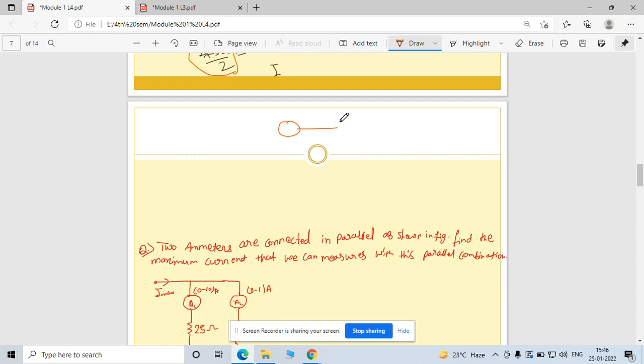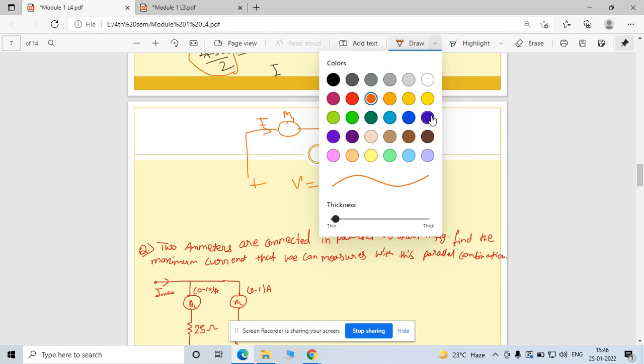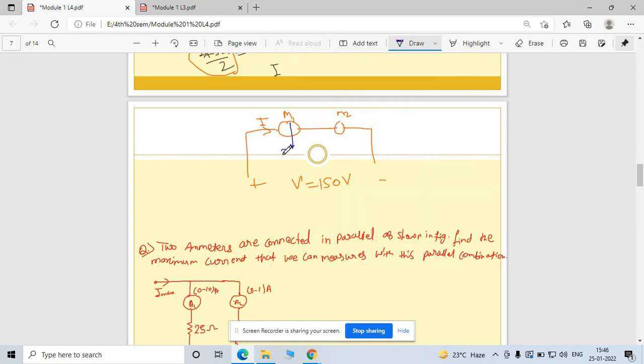This is meter 1, meter 2, and this is your total. This is your current flowing from this side. So this is plus and this is minus. This volt is nothing but your 150 volt. You can only measure with these two meters up to 150 volt, meter 1 and meter 2. Meter 1 gives you up to 50 volt, and meter 2 gives you up to 100 volt.